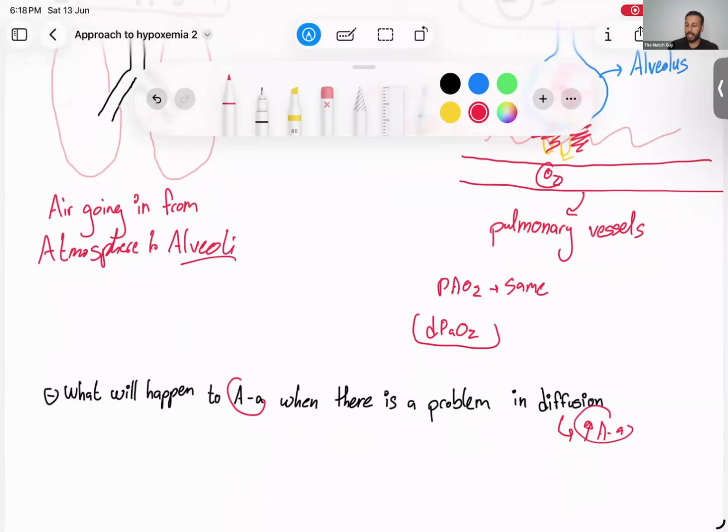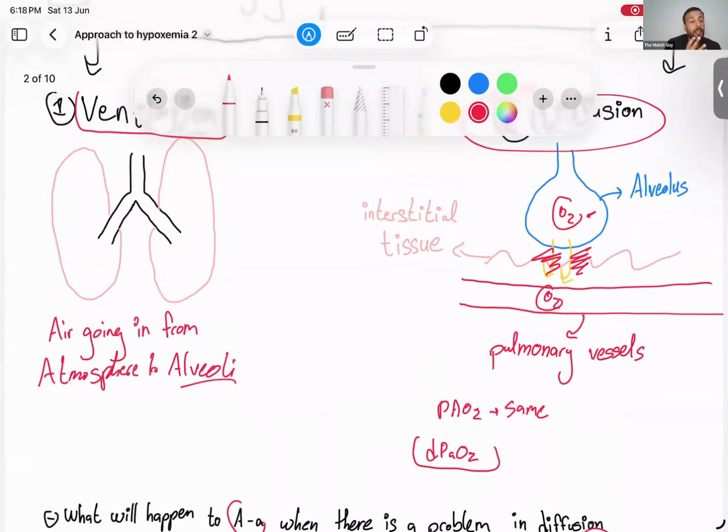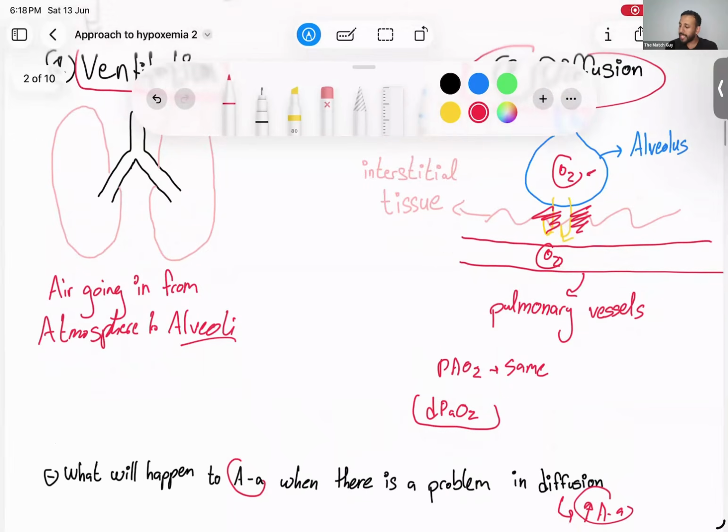So let me ask you something, guys. If there is a problem in the ventilation, something that led to decreased ventilation. What do I mean by decreased ventilation? Decreased air going in. What will happen to the partial pressure in the alveolus when there is decreased air going in? Yes, it will be decreased.